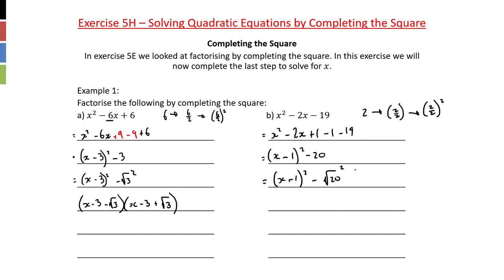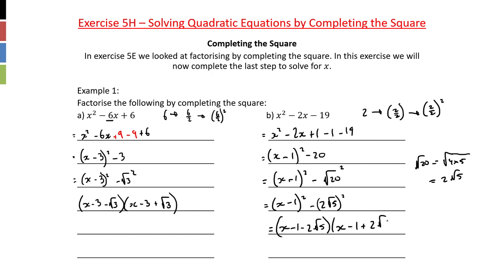Let's write that as root 20 squared. Now root 20 is the same as root 4 by 5, which is the same as 2 root 5. So let's write it like that, squared. Now we have the difference of perfect squares. We get x minus 1 minus 2 root 5, bracket, x minus 1 plus 2 root 5.